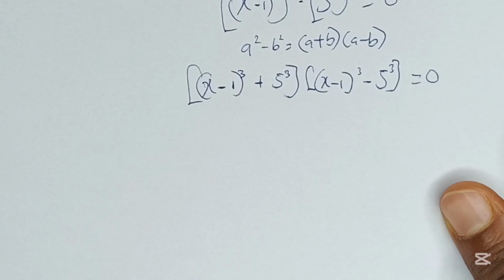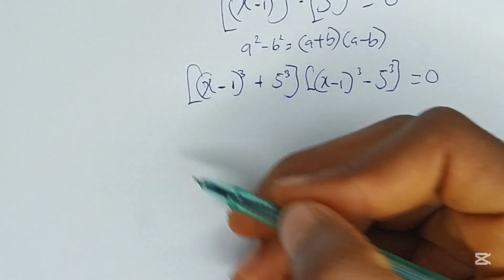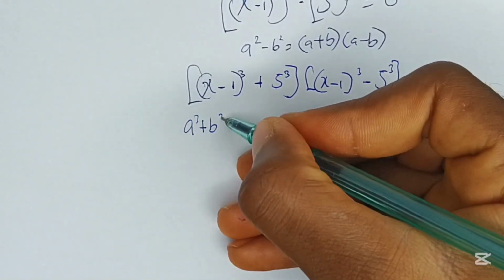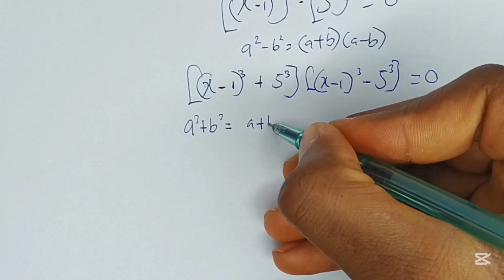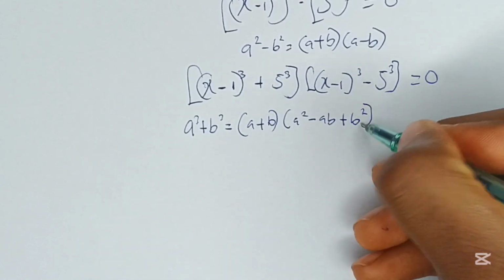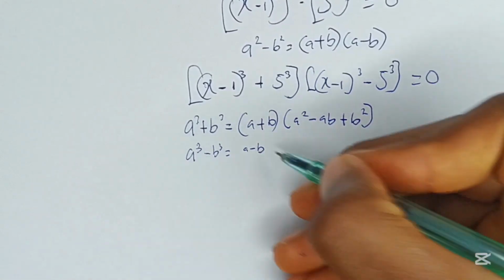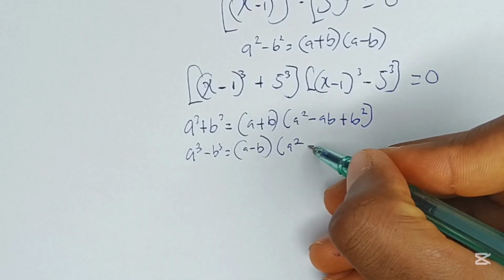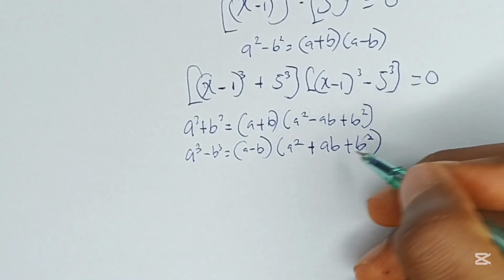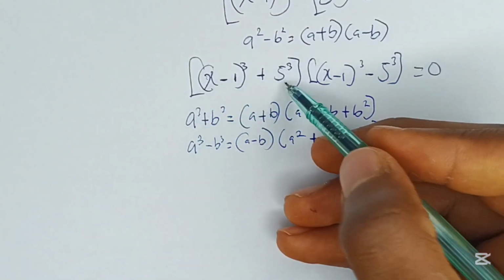Okay, now moving on, using the law of sum of two cubes and the law of difference of two cubes. The law of sum of two cubes states that a³ + b³ is equal to (a + b)(a² - ab + b²), and a³ - b³ is equal to (a - b)(a² + ab + b²). Applying these laws here, for this one, let this be a, let this be b.